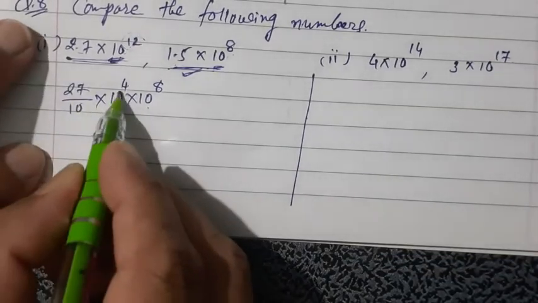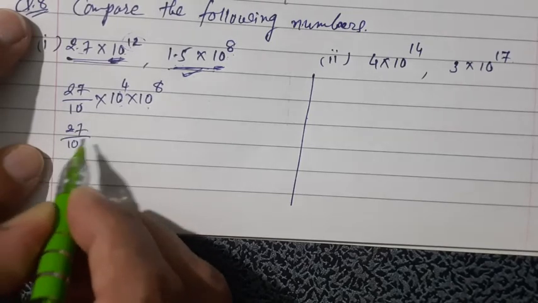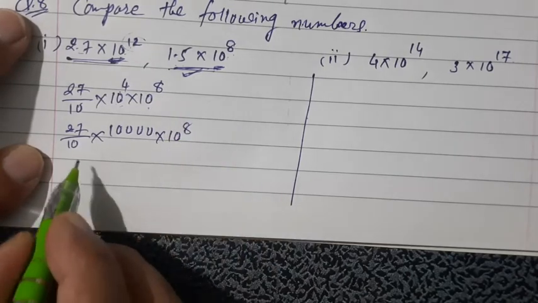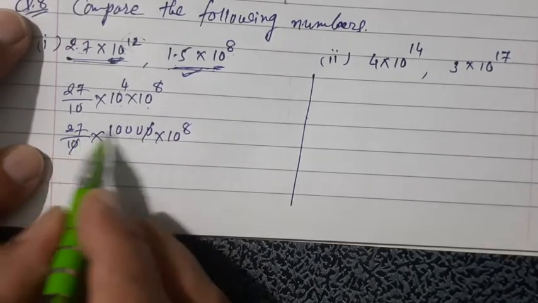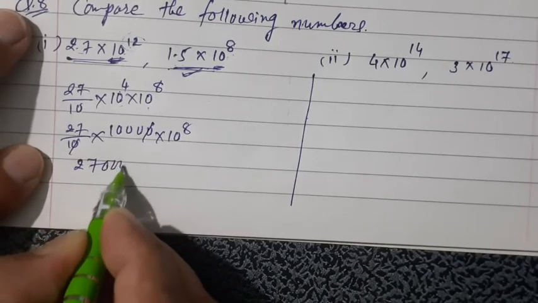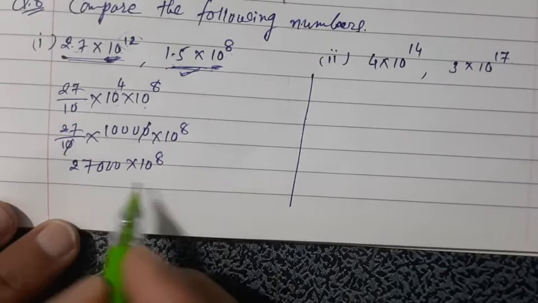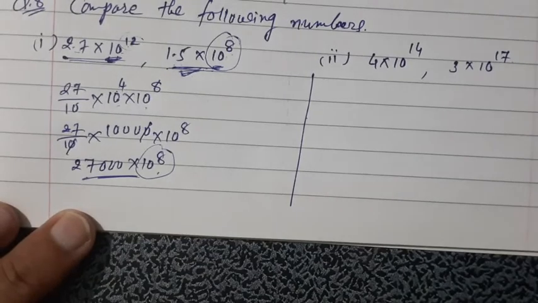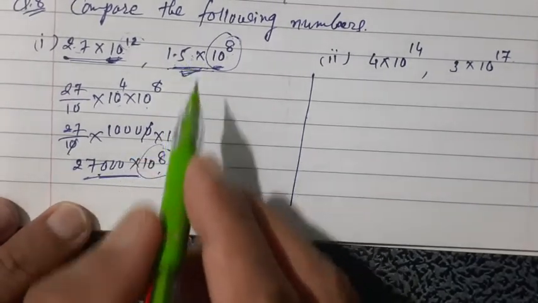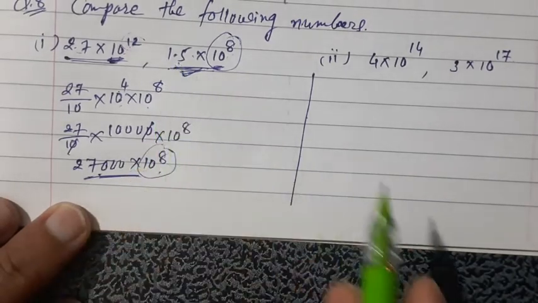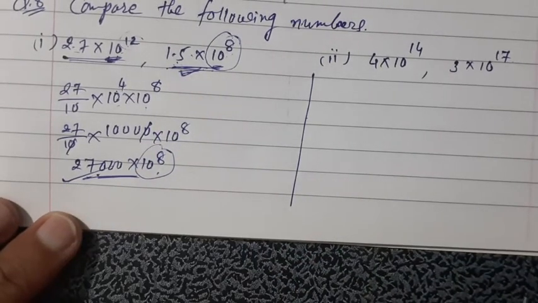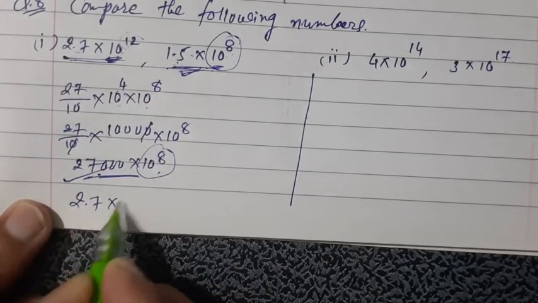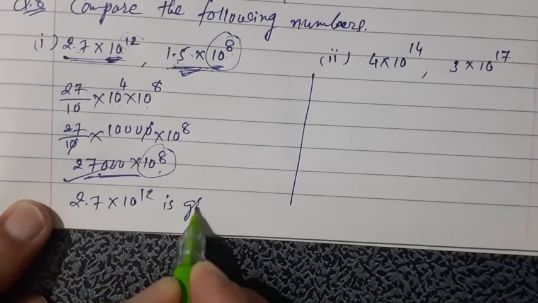Okay, now simplify this one. Look, 27 upon 10 into 10 raised to 4 means 4 zeros, into 10 raised to 8. So one 0 cuts. Multiply them, so that is 27000 into 10 raised to 8. Now compare this one and this one. Look, 10 raised to 8 and 10 raised to 8, it's the same. So ignore that one and then compare the numbers, 27000 and 1.5. Which one is greater? Observe, 27000 is greater. Means 2.7 into 10 raised to 12 is the greater number.